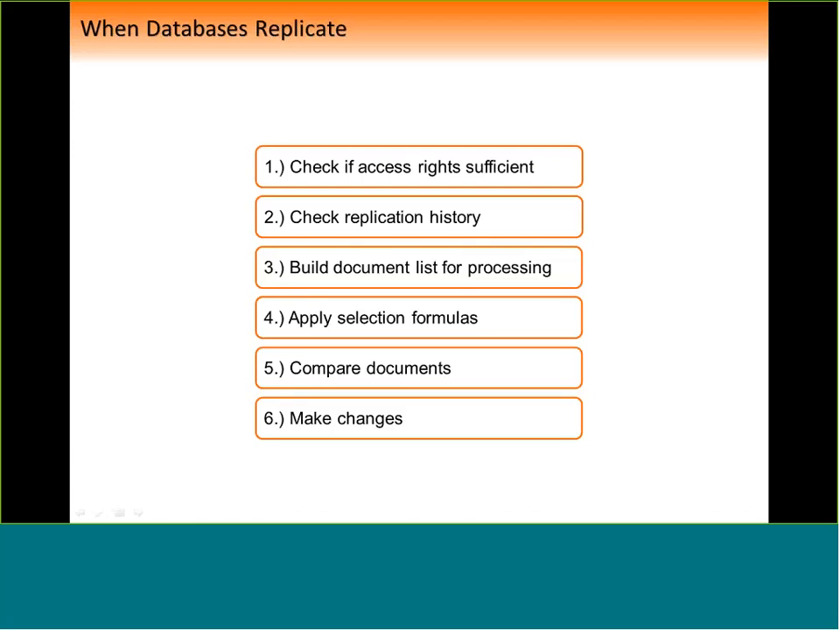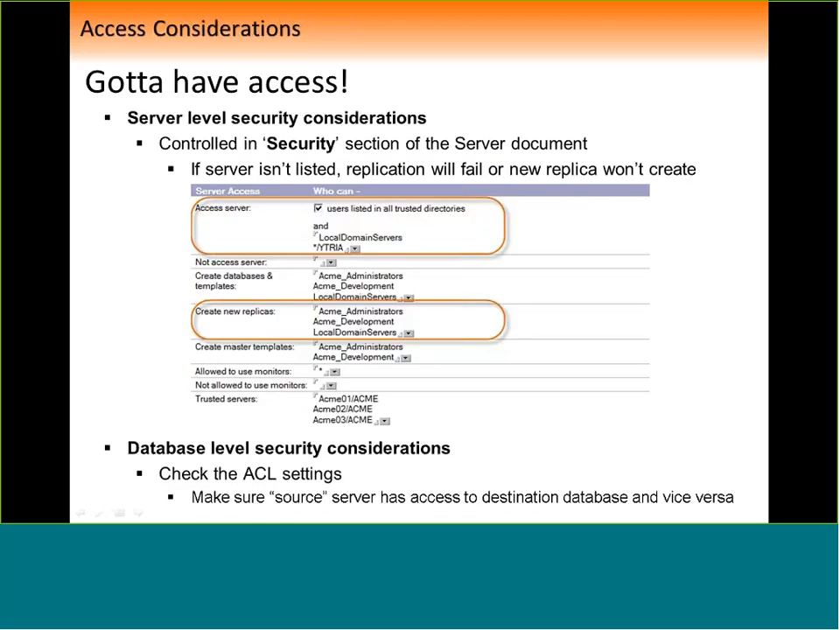So, Kim, why don't we get started with the first thing and take a look at what we need to be aware of as far as access considerations. Okay, sounds great. Thank you, Ben. So again, you have to have access, and the main 2 things that come into play here is you have to have access at the server level. Where this is controlled is in the security section of your server document. And the 2 critical fields you want to look at are access server and create new replicas.